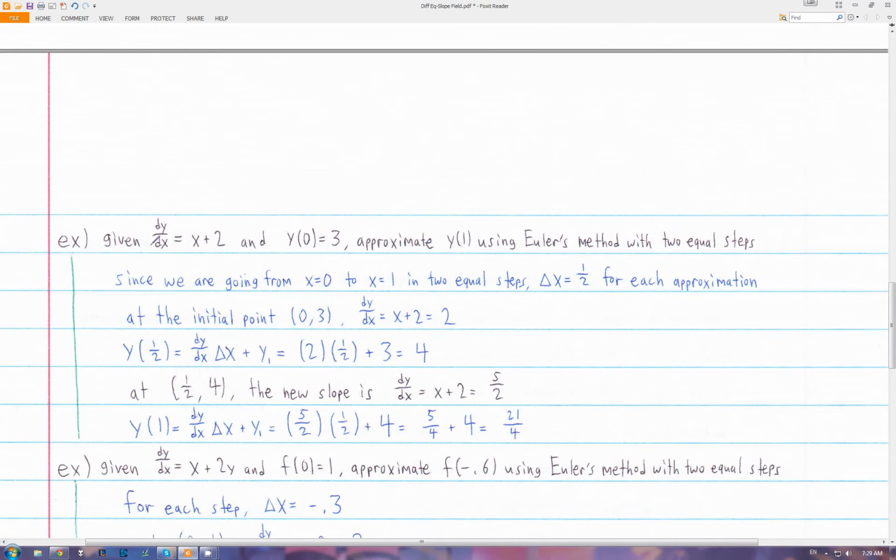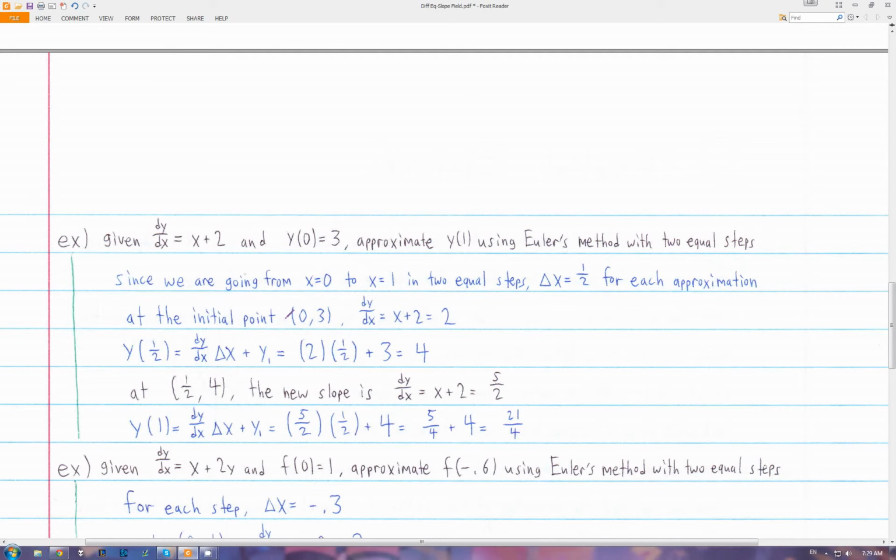So if we have the equation dy/dx equals x plus 2, and the initial value (0, 3), we can approximate the y value at x equals 1 using Euler's method with 2 equal steps. So 2 equal steps means we start at x equals 0, and we want to approximate at x equals 1. So if we want 2 equal steps, we'll use a step size of 1/2. First we'll approximate the y value at x equals 1/2, and then we'll approximate it again at x equals 1.